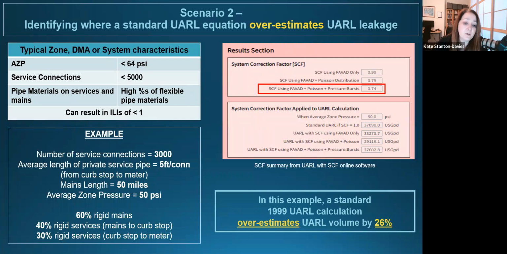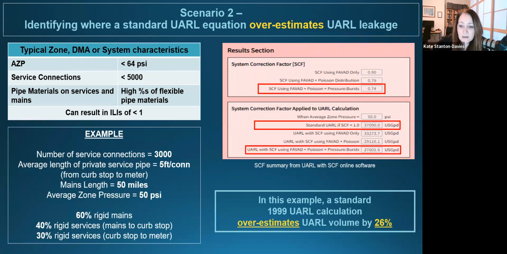So that's the difference between an SCF of 1, representing the standard UARL volume, and the system correction factor using the FAVAD, Poisson, and pressure bursts influences. If you want to see it in volume terms, if we did a standard UARL calculation for this system, we would get a volume of just over 37,000 US gallons per day. But if we use the system correction factor software, we can see that actually we could go as low as 27,602 US gallons per day.